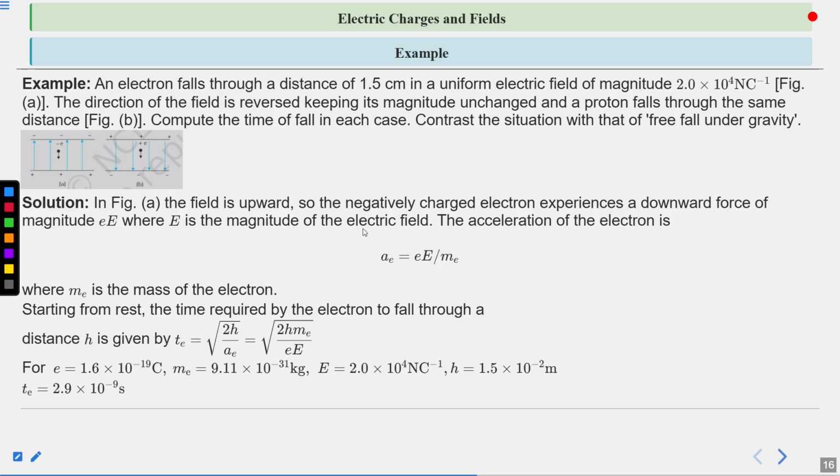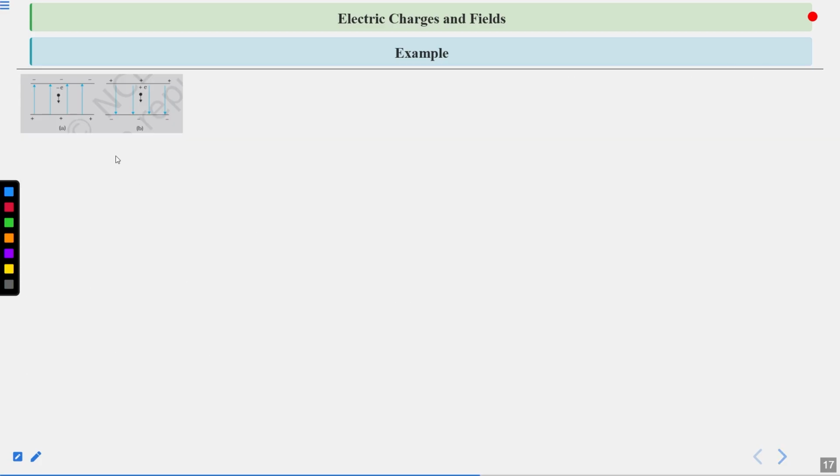So here we have to find out the time of fall in each case. For the electron, the time is 2.9 × 10^-9 second. If we substitute all given terms in this formula, we will get the value of t as this one. Clear?